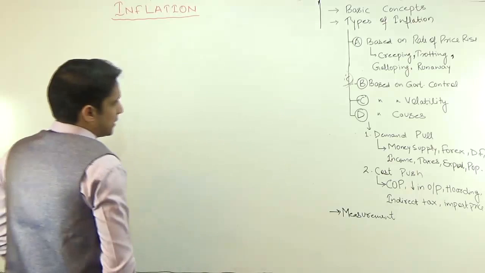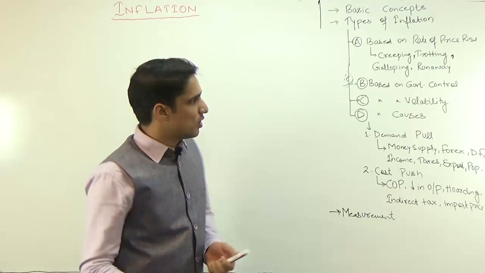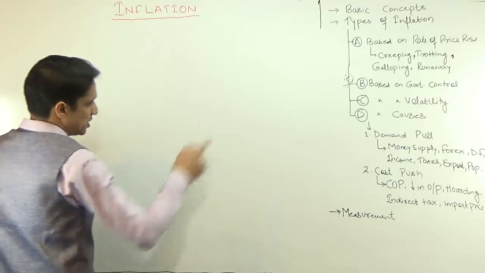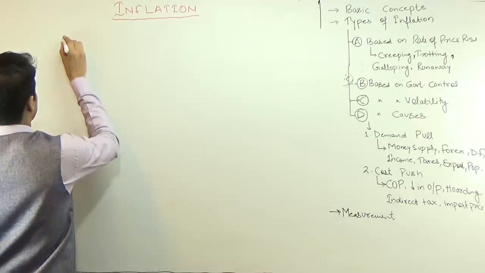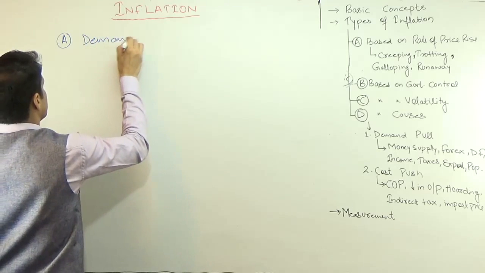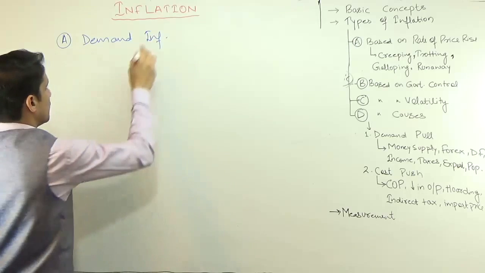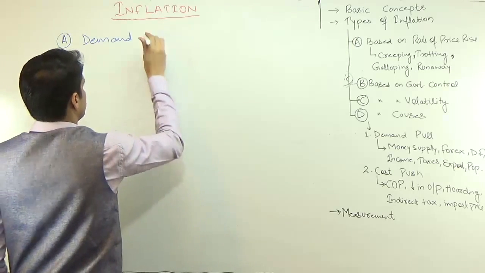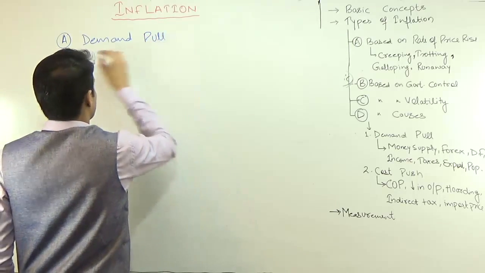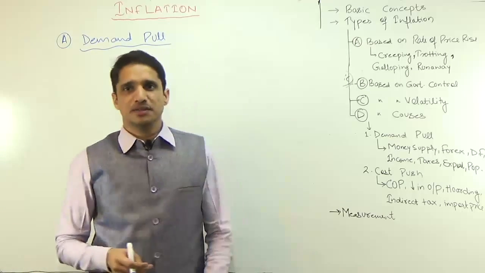Next what we have is, on the basis of the causes, what is causing inflation. So on that basis we have two things. First one is demand inflation. As the name suggests, demand inflation or demand pull inflation, this type of inflation is due to increase in demand.